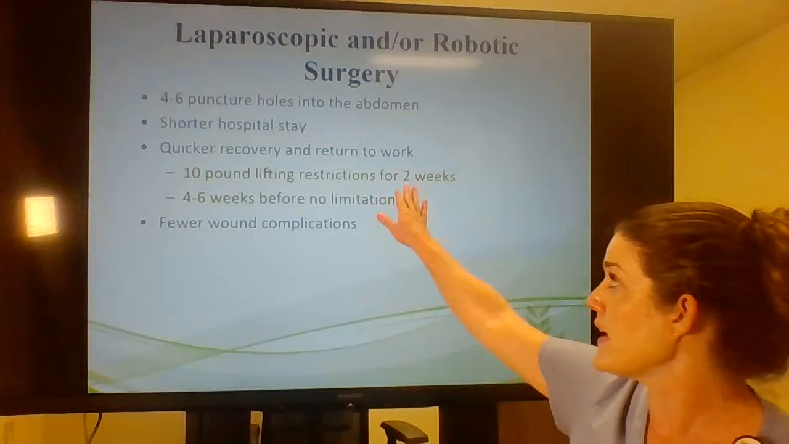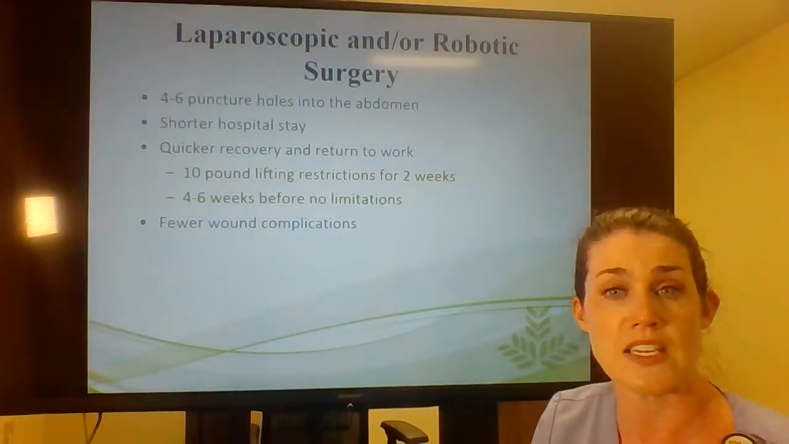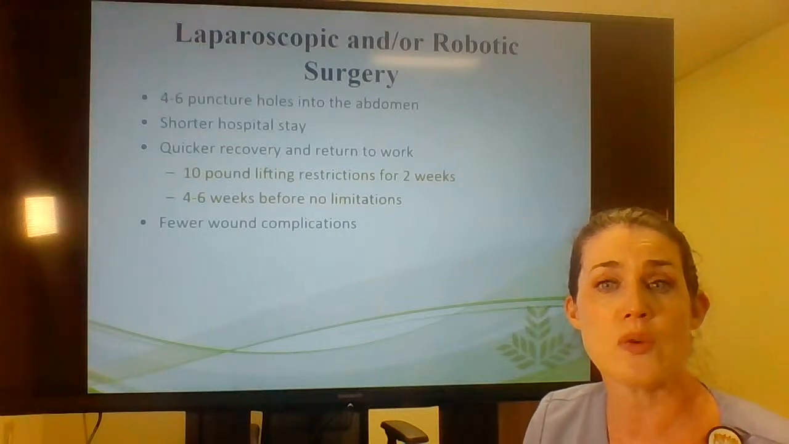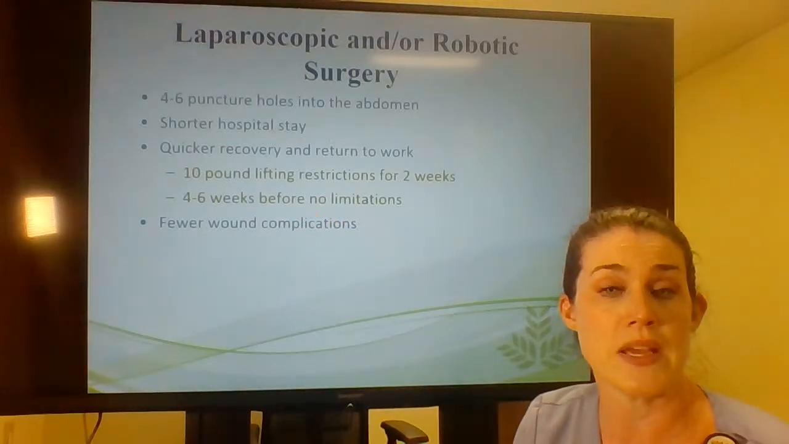After surgery, patients are usually limited to lifting 5 to 10 pounds in the first 2 weeks. So that's something that you would need to plan for. And we do limit work, but it depends on your work.